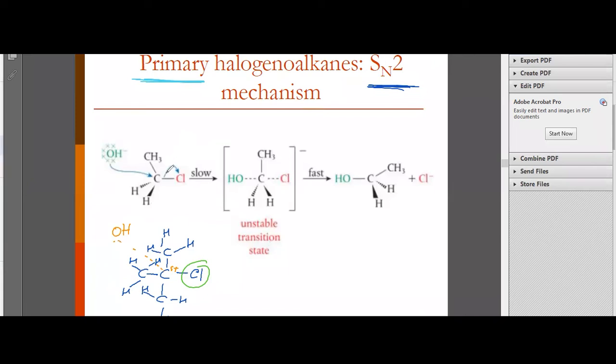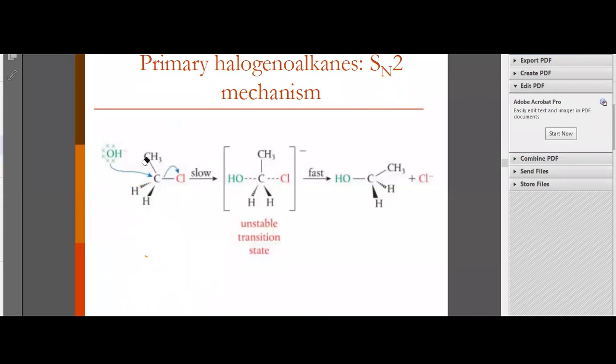If you compare with primary, CH3CH2Cl, you can see that there are two hydrogen atoms, which are small. So this is open for the OH minus to attack this C. That's why the SN2 mechanism occurs in primary, not in tertiary halogenoalkane. This is due to steric hindrance. There is no space to attack the C positive in a tertiary halogenoalkane if it undergoes the SN2 mechanism.